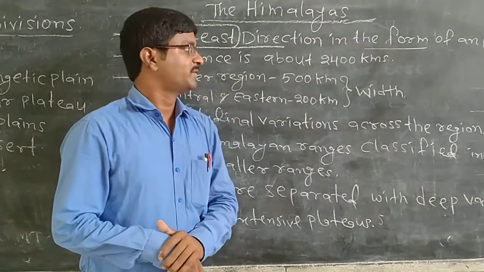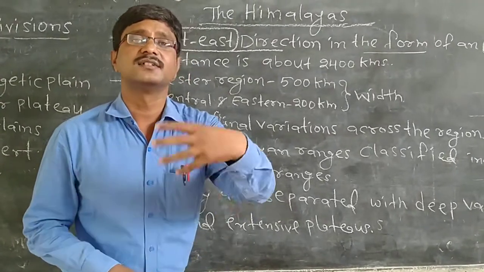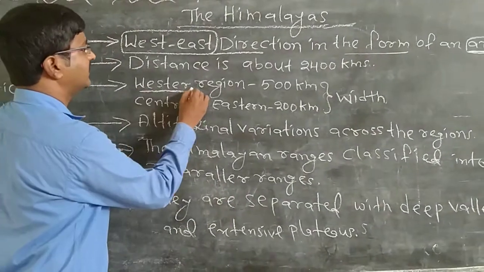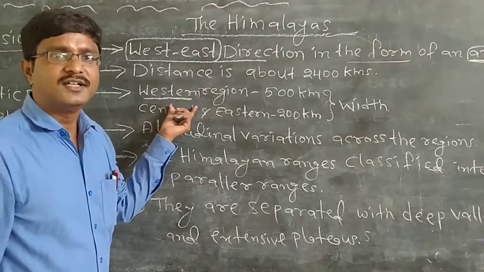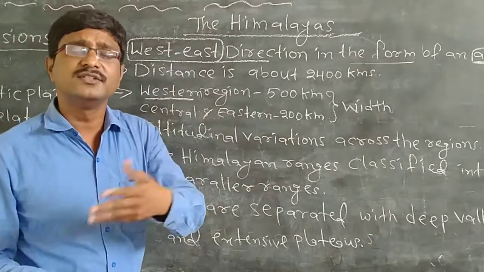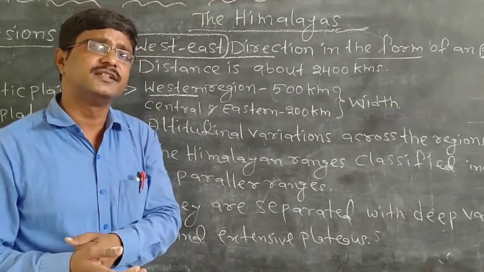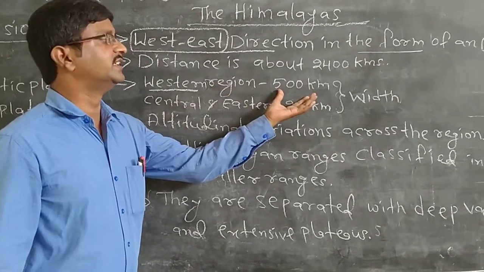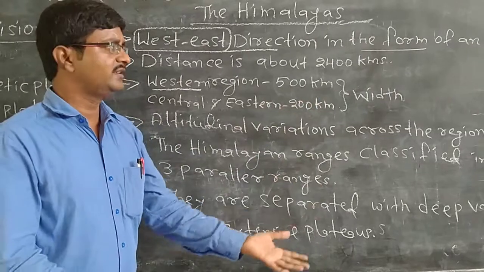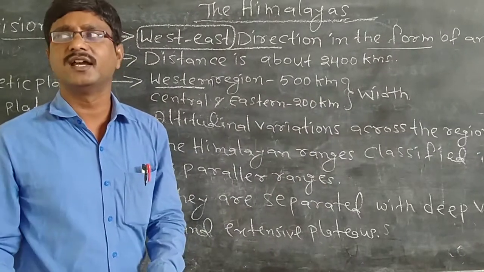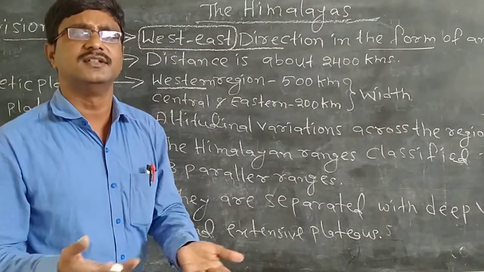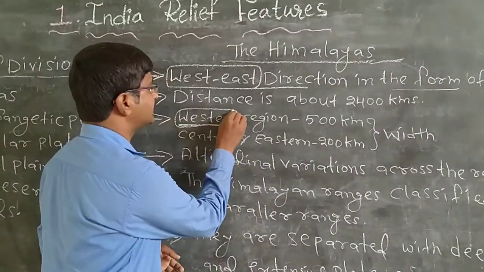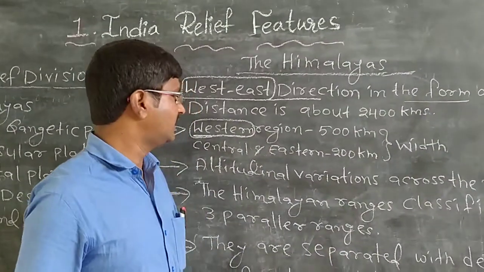Now tell me, in which region are the Himalayas broader? Obviously in the western region. How can you say that the Himalayas are broader in the western region? Because in the western region the Himalayas' width is 500 kilometers, and in the central and eastern region the width is only 200 kilometers. That is why we can say that the Himalayas are broader in the western region.